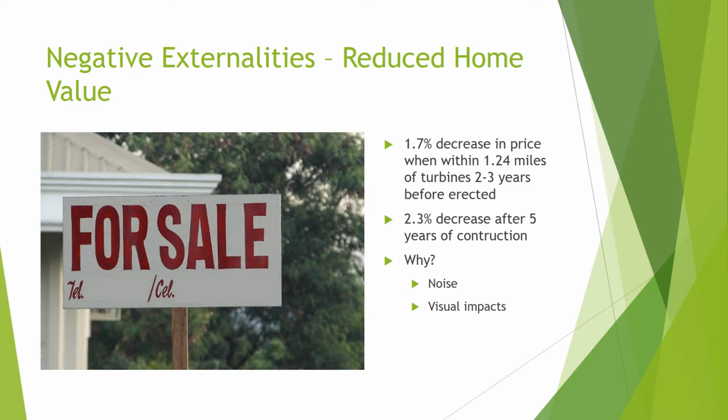While there are several positive externalities of wind power, there are also a few negative externalities. One negative externality is it reduces the values of homes near the wind turbine. A study by the Tinbergen Institute showed that property within 1.24 miles of wind turbines experienced an average decrease of 1.7% in house price within 2 to 3 years before the turbines were even fully built. The study also showed a 2.3% decrease in those house prices after 5 years of construction of the turbines compared to similar areas without turbines. This decrease in house price could have been caused by the noise and negative visual impacts of the turbines on the area.